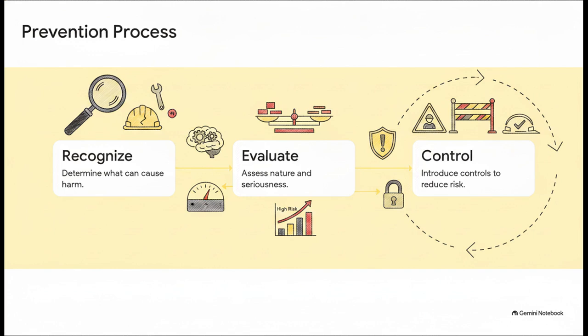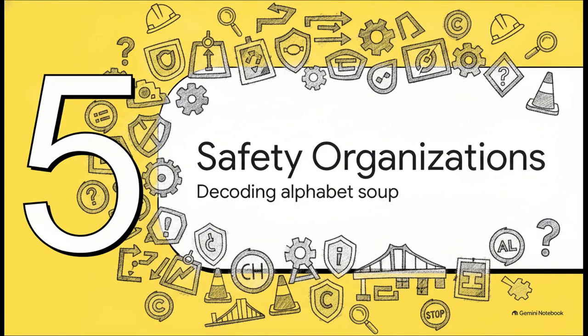Recognize, evaluate, control. First, recognize the hazard. You have to figure out what on the job site actually has the capacity to cause harm. Second, evaluate the hazard. Look at the nature and the seriousness of it so you can calculate the risk. And third, control the hazard. You introduce guards, barriers, or policies to bring that risk down to an acceptable level. Recognize, evaluate, control.